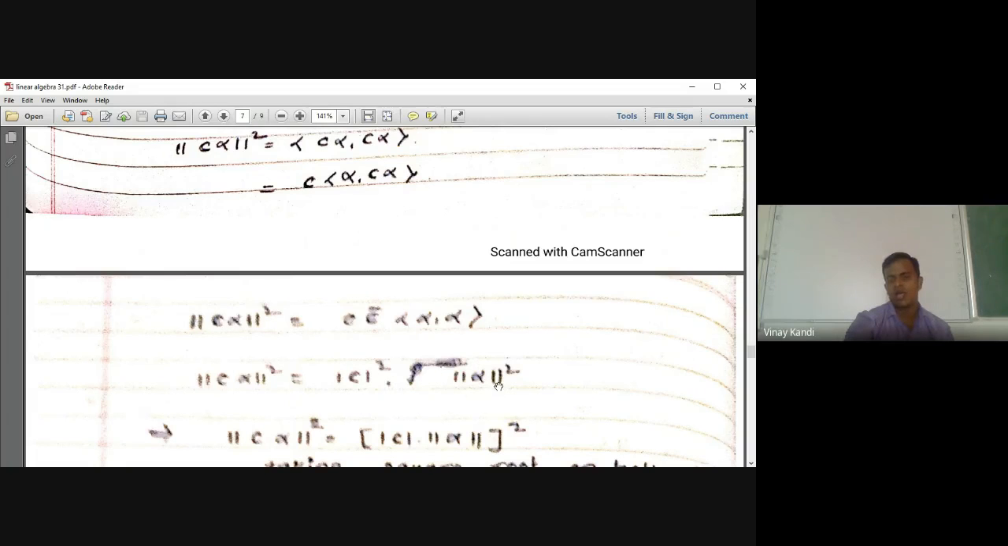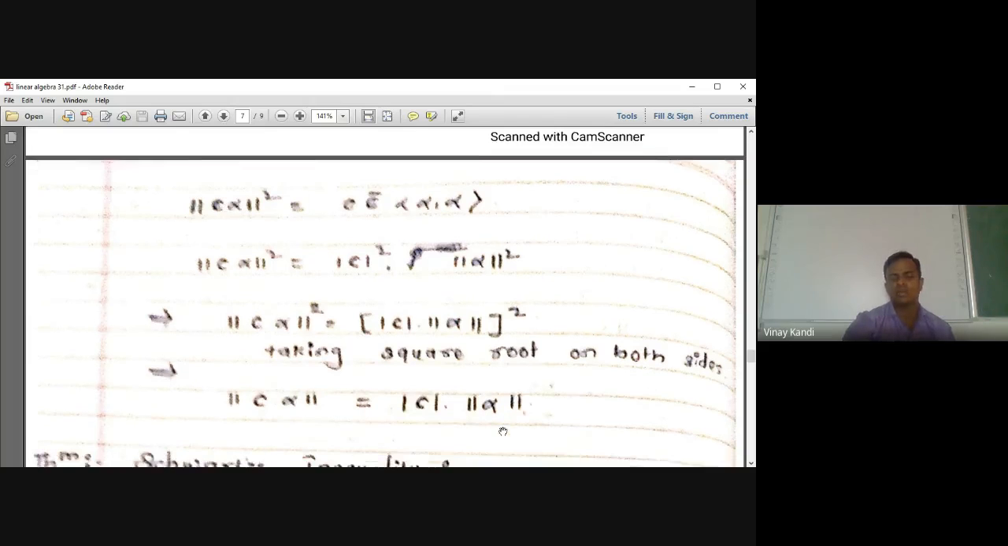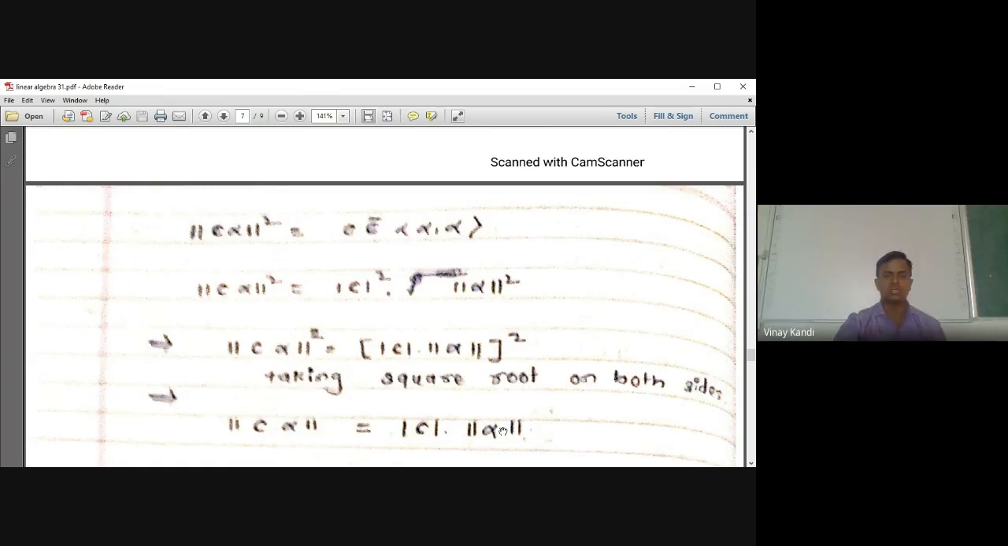So norm of C alpha square is equal to mod C square into norm of alpha square. Hence, taking the square root on both sides, the norm of C alpha is equal to mod C into norm of alpha. This is the proof.